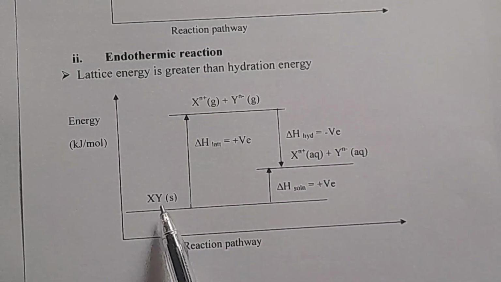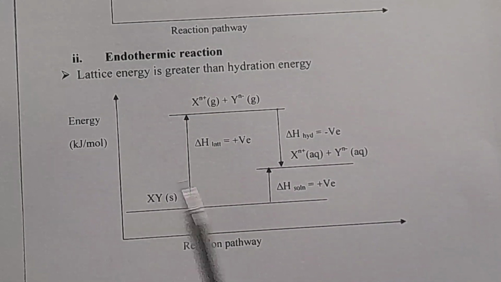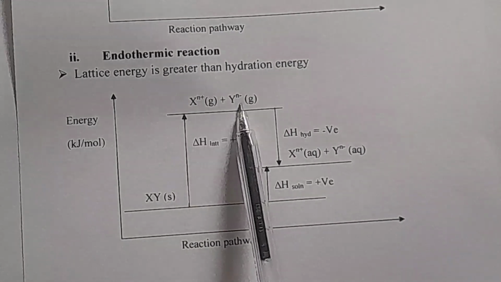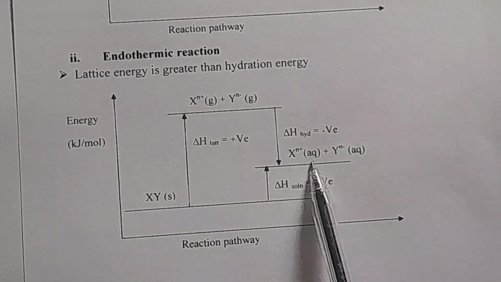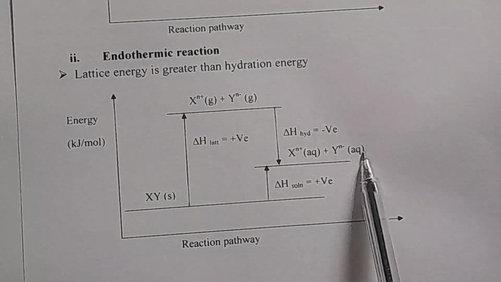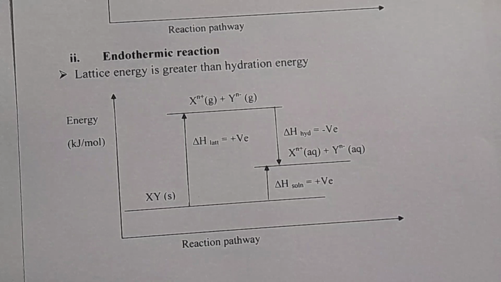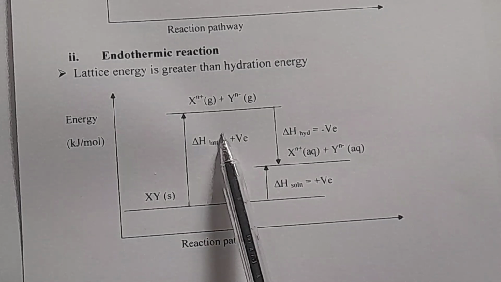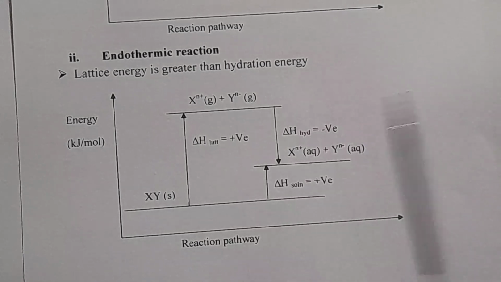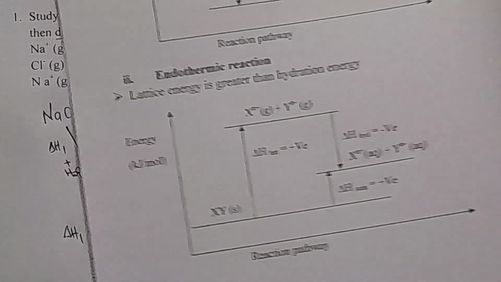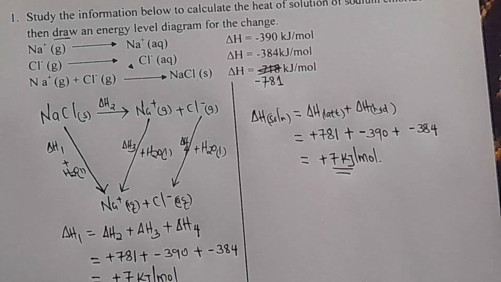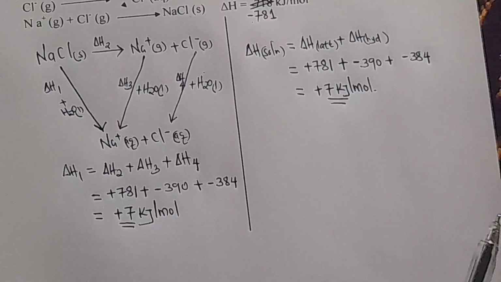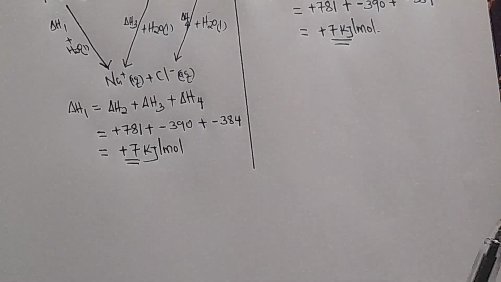So we are going to put our ionic compound as sodium chloride, because we are using sodium chloride. Here we are going to have sodium ion, chloride ion. Here we are going to have sodium ion aqueous, and chloride ion aqueous. Then here we are going to put positive 7 kilojoules per mole, and our lattice energy was positive 781, and our hydration energy was negative 774 kilojoules per mole. So we are going to draw that energy level diagram down here.